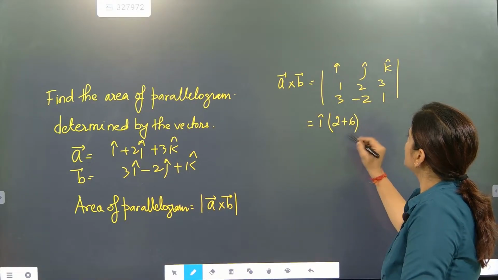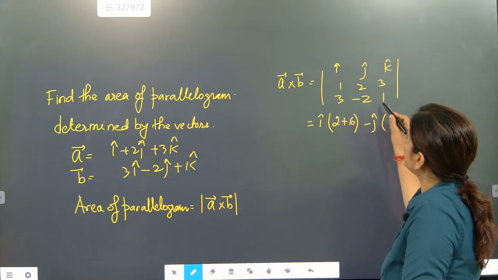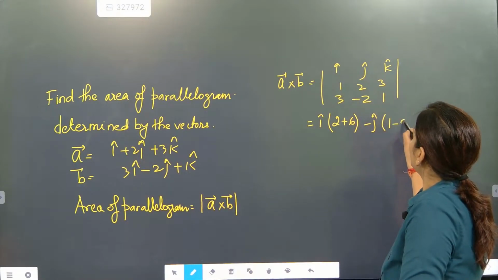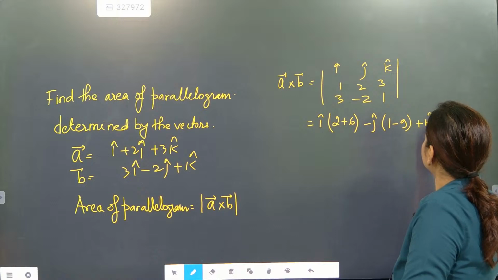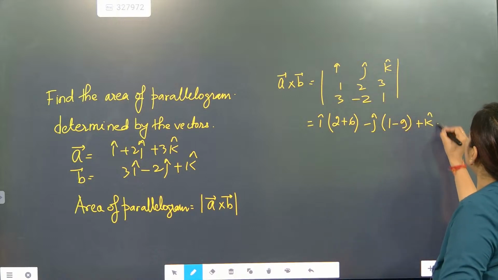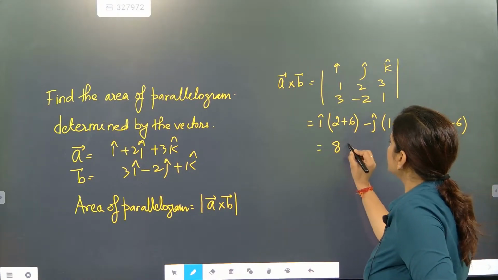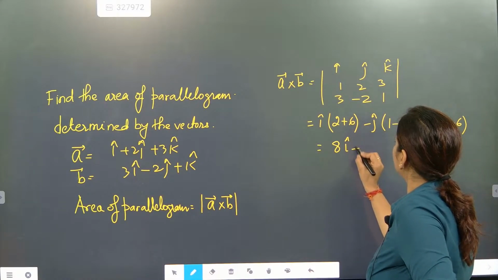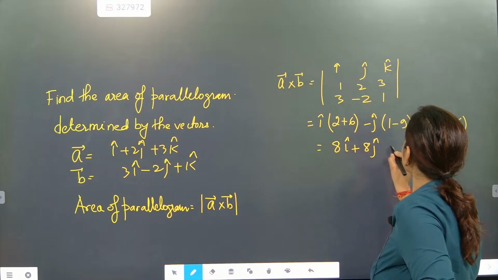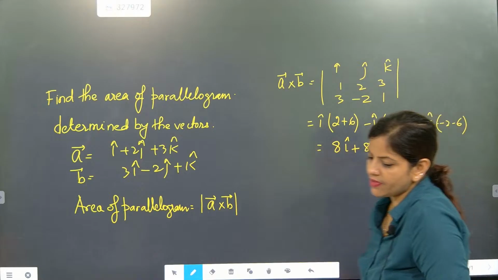2 plus 6, because minus of minus will become plus, minus j, 1 minus 9 plus k. It is coming as minus 2 minus 6. So overall it is coming as 8i plus 8j minus 8k.